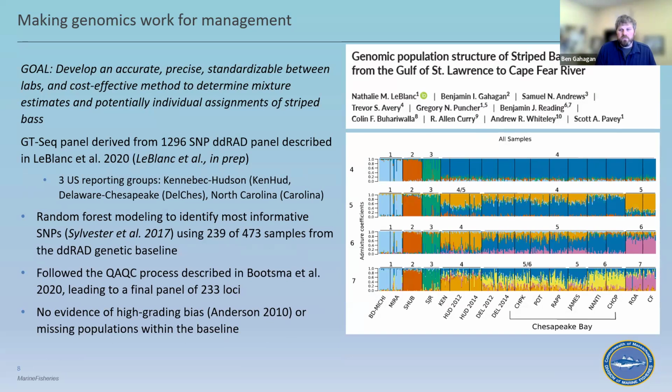So as a reminder, as with other SNP and microsatellite efforts, we determined from our set of reference specimens that we could distinguish 6 total populations or groupings of populations, and I'll refer to these as reporting units from now on. These were a Gulf of St. Lawrence population or reporting unit, the Shubenacadie in the Minas Basin, the St. John River in the Bay of Fundy, then a Kennebec Hudson reporting unit, a Delaware Chesapeake reporting unit, and finally, a Carolina reporting unit.